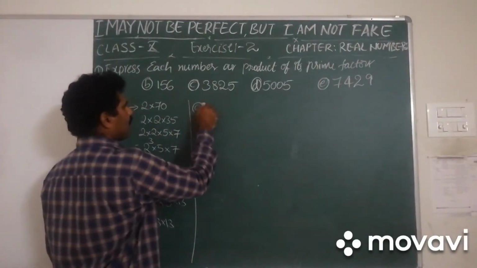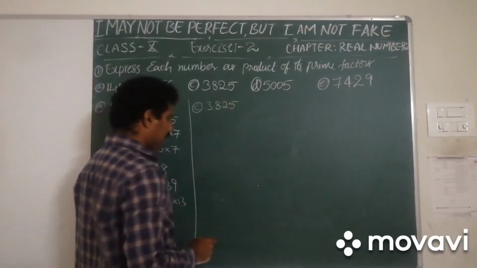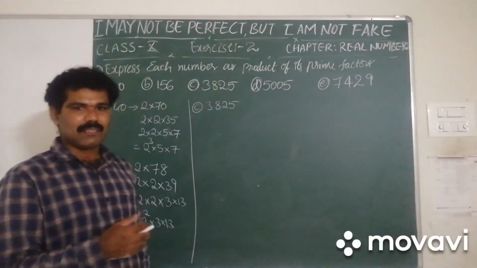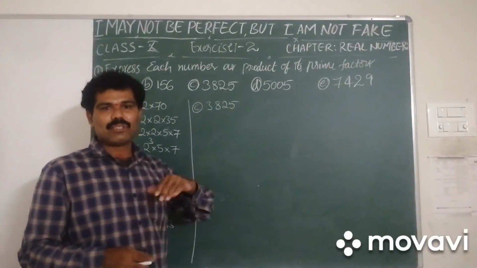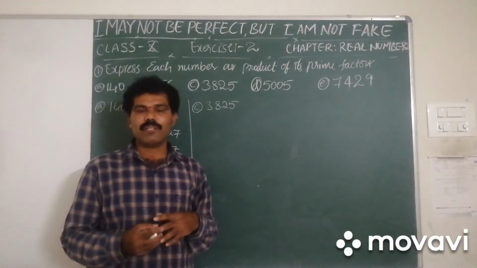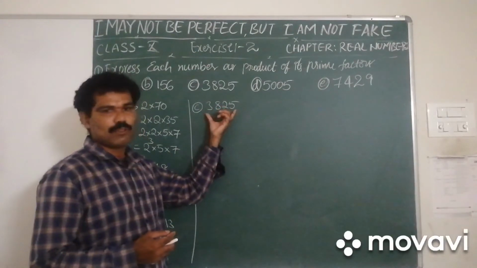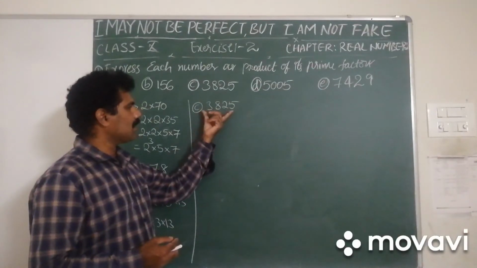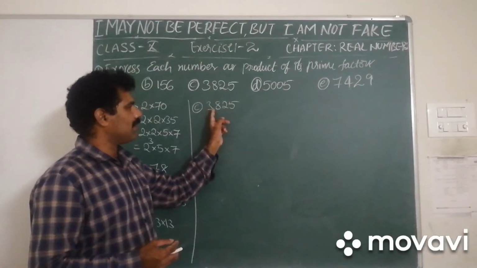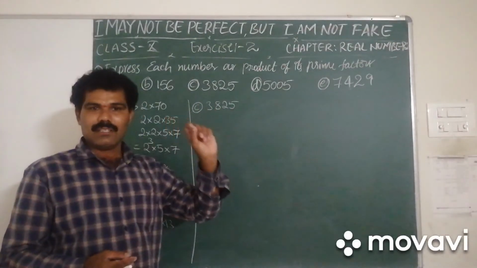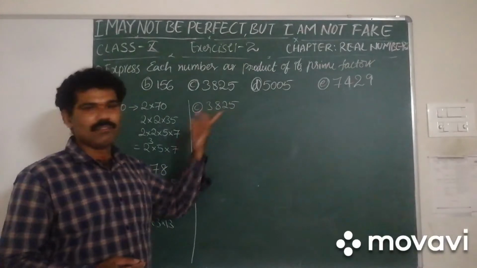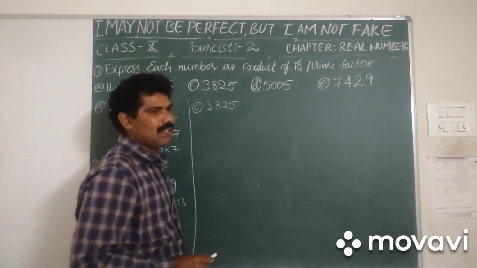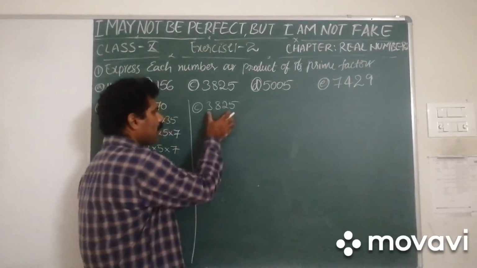And what is the third? 3825. See here, this is a big value. To start with the least prime number, of course it is an odd number, so we can't start with 2. If we go for a divisibility rule, then we can easily say whether this number is divisible by 3 or not. What is the divisibility rule for 3? If we sum the digits of the number, and the sum is divisible by 3, then the whole number is divisible by 3. So 3 plus 8 is 11, 11 plus 2 is 13, 13 plus 5 is 18. 18 is divisible by 3, so the whole number will be divisible by 3.